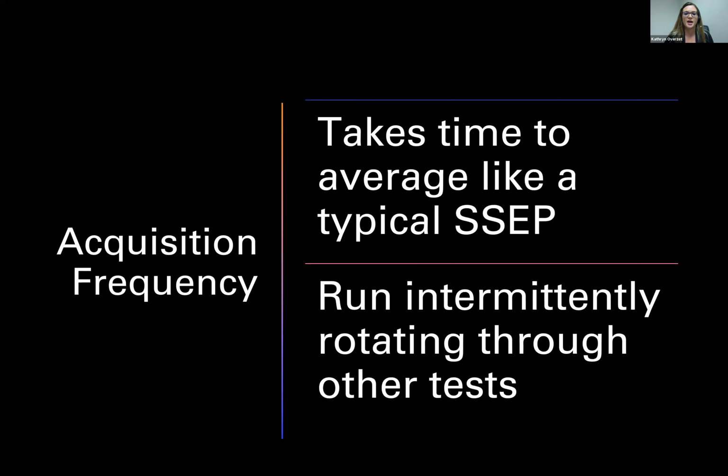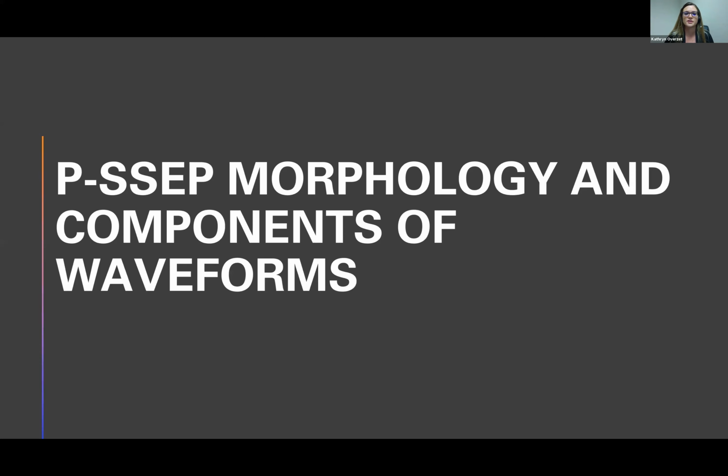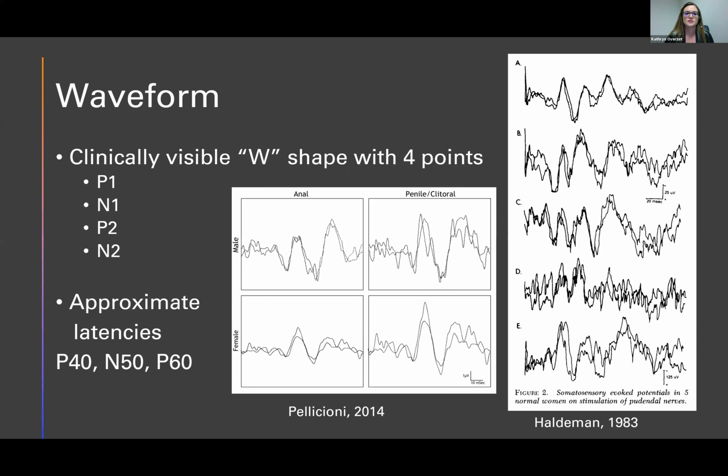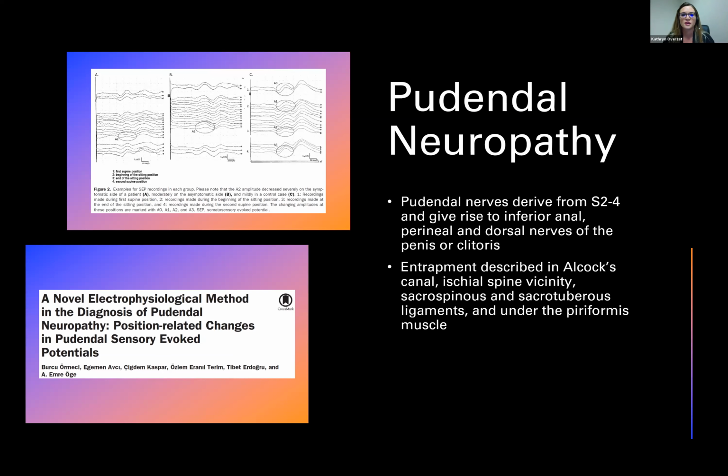Unfortunately, it does take time to average, just like your typical SSEP. So the acquisition frequency is not going to be as often as for your BCR, and you can run intermittently, rotating through other tests. So the waveform clinically presents in this W shape with 4 points, P1, N1, P2, and N2. And intraoperatively, as was mentioned, very similar in context to the posterior tibial nerve.